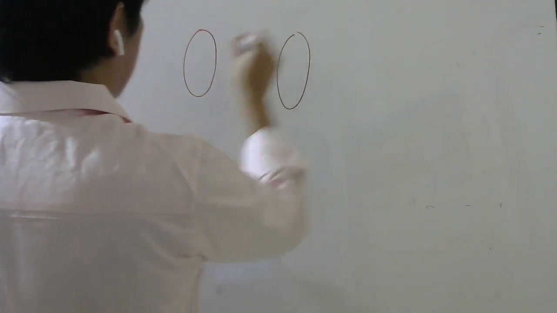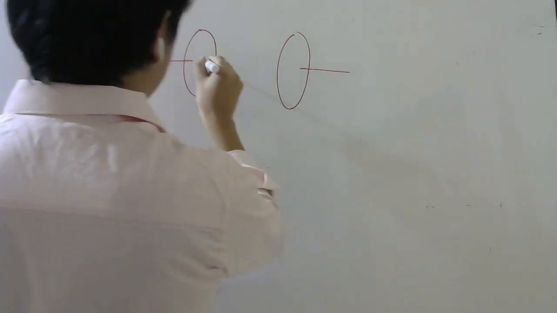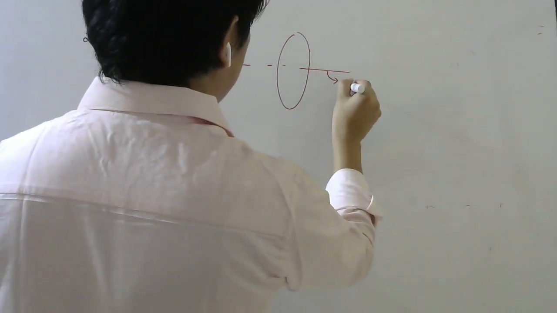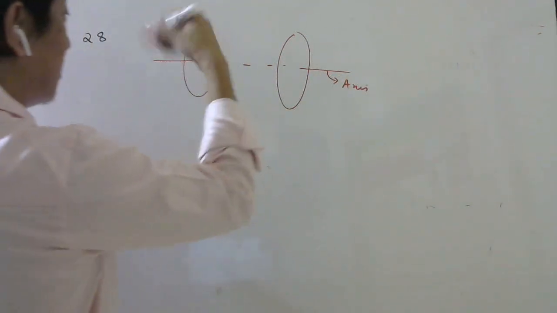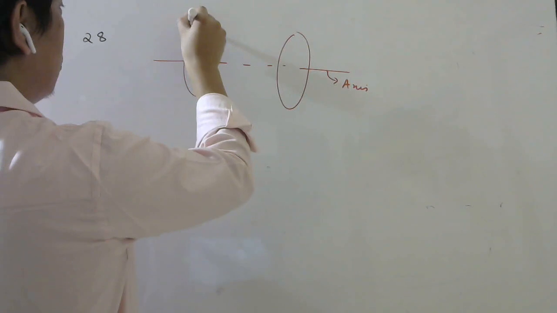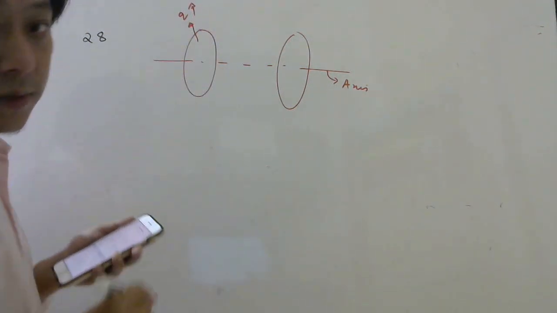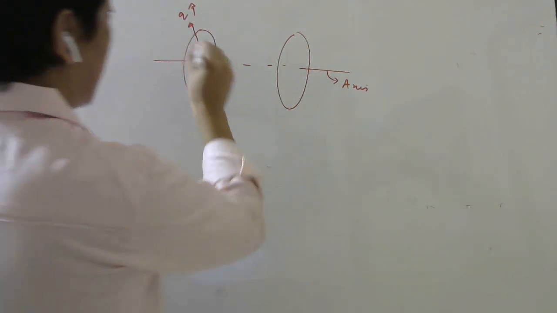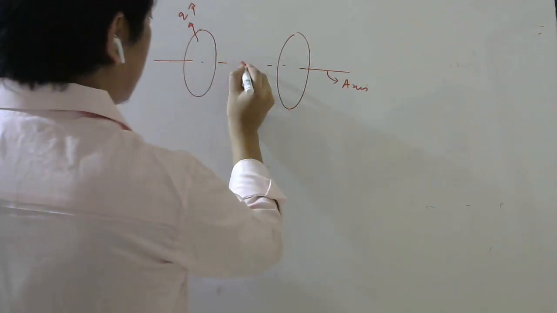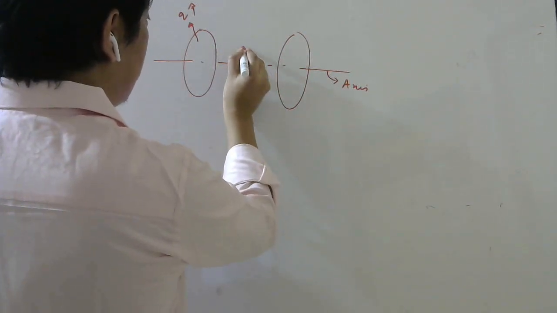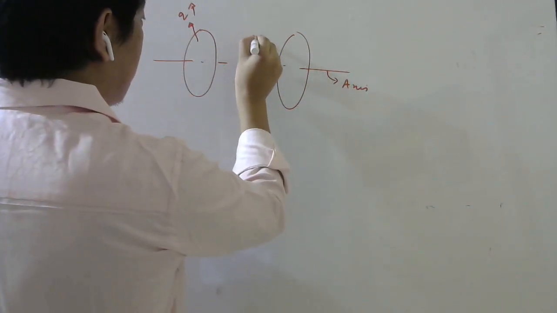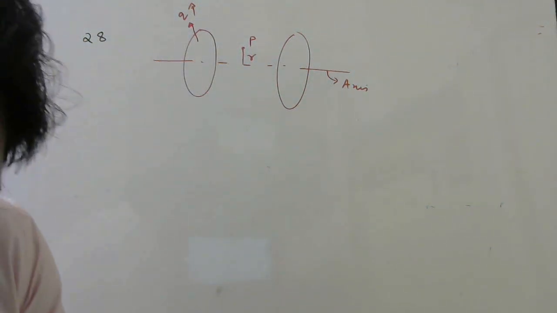This is your capacitor. This is the axis. It is getting charged. So if it is getting charged, Q will change with time. Q will change, so the electric field here will also change. At what distance? R, in between the capacitor. Here, let us say P. They want the electric field.